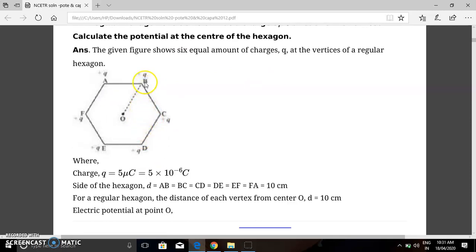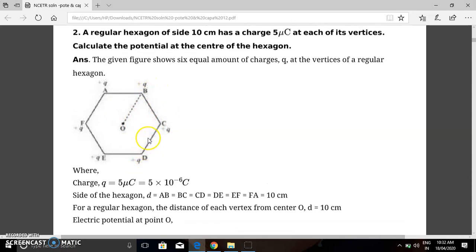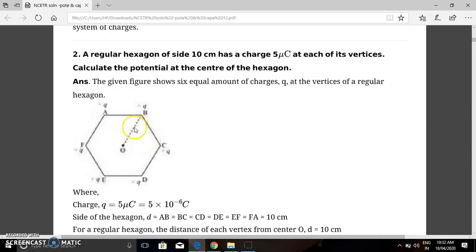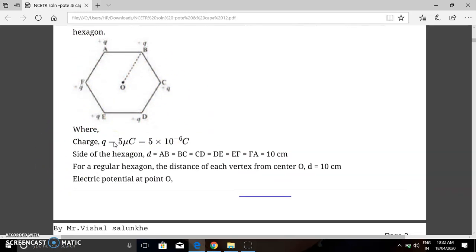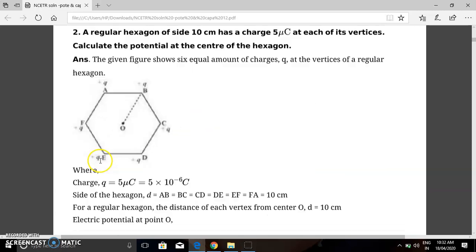So if you see the geometrical things, OB is equal to OB. If you complete this parallelogram OBCD, so here it is very clear that OB is parallel to CD. So CD is 10 centimeter. Okay, so OB is also 10 centimeter, means this center O is equally placed from all these point charges, that is 10 centimeter.